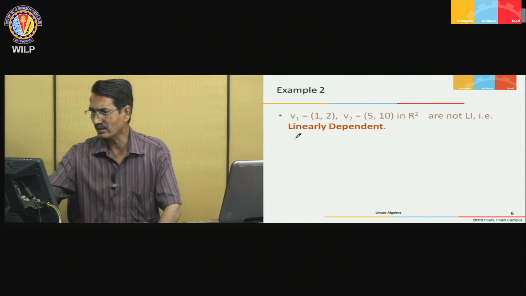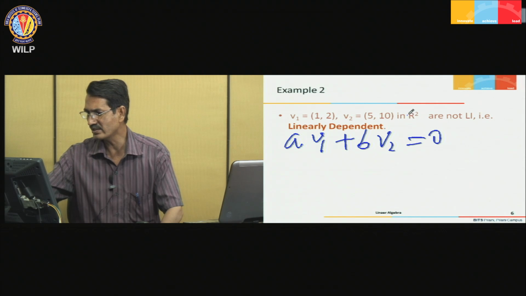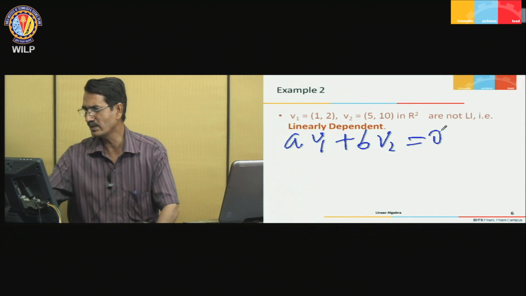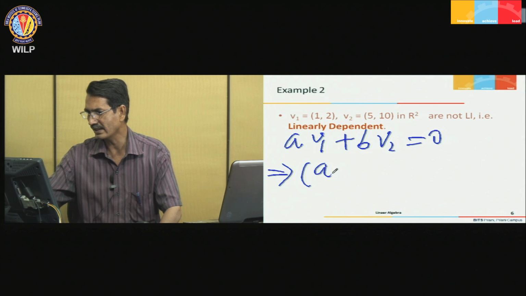So, let me make one line: A into V1 plus B into V2 is equal to 0. This 0 means it is the zero element of R2, therefore this 0 means it is (0, 0). So, what are you going to get here? This implies that A into V1 is A times V1 and this is your V2. So, the first element you are going to get here is A plus 5B.